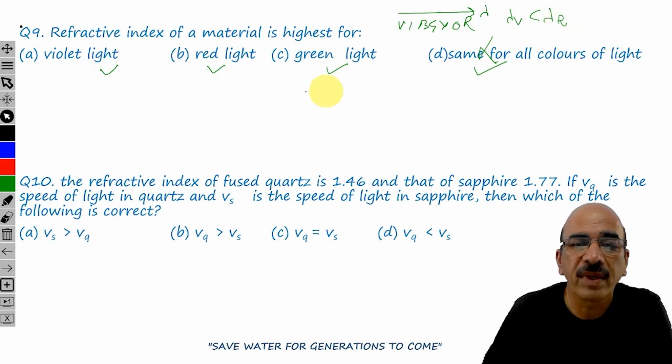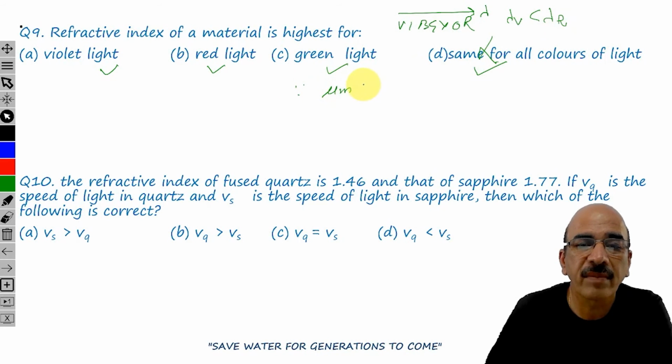Wavelength of violet color is the smallest among all the colors of light. And we know one more thing: the refractive index of a medium is inversely proportional to the wavelength of incident light in that medium. We have already done this formula. So the wavelength of violet color is the smallest, so the refractive index for violet color will be the highest. So the refractive index of a material is highest for violet color of light. This is the correct option here.